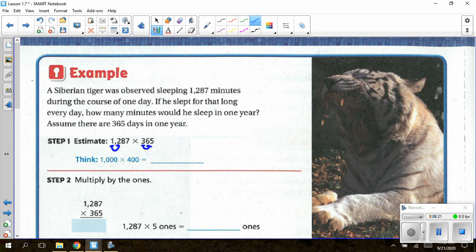So now I have to take my 1 times 4, which is 4, and now I'm going to count the number of zeros that I need to have in my answer between the 2 factors. I have 1, 2, 3, 4, 5 zeros that my product must have. So that means the tiger would sleep about 400,000 minutes in 1 year.